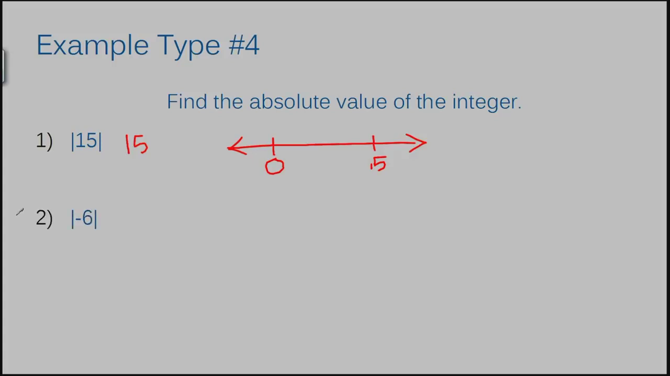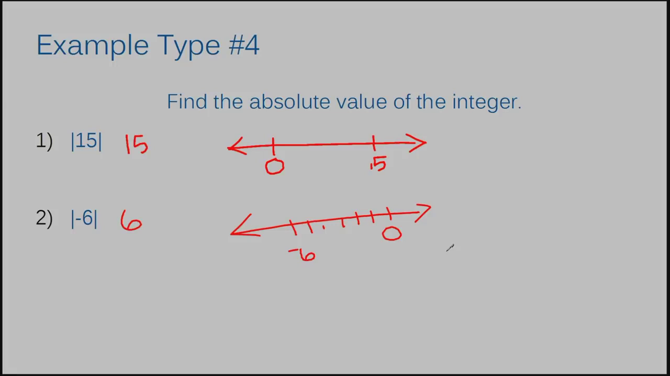Example number 2 is -6. This is going to be the same but in reverse. If I have a 0 here, I can go 1, 2, 3, 4, 5, and 6 notches to the left, and that's going to tell me that I have 1, 2, 3, 4, 5, 6 spaces in between -6 and 0, meaning the absolute value of -6 is 6, +6.